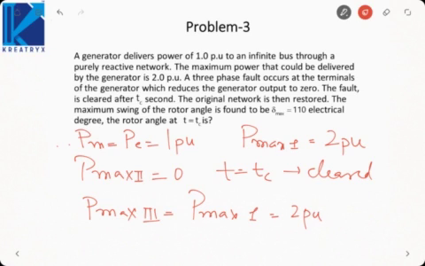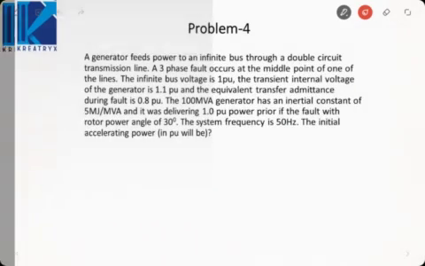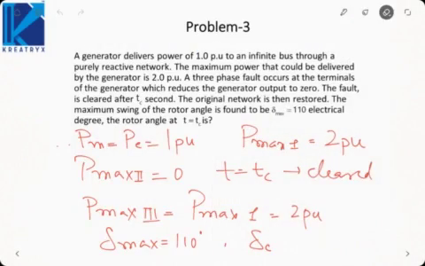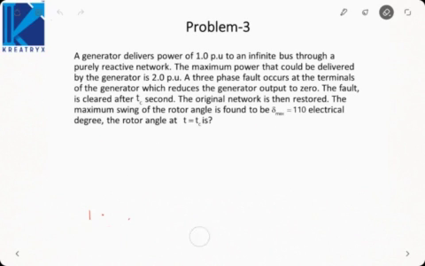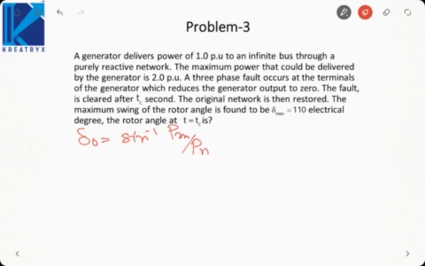That is 2 pu. It is saying that the maximum swing of rotor angle, delta max, is 110 degree. We need to find delta C, that is the rotor angle at t equal to tc. Now suppose we were talking about the critical clearing case. First of all, what will be my delta naught? That will be sine inverse of Pm by P max, that is sine inverse 1 by 2, that is 30 degree.